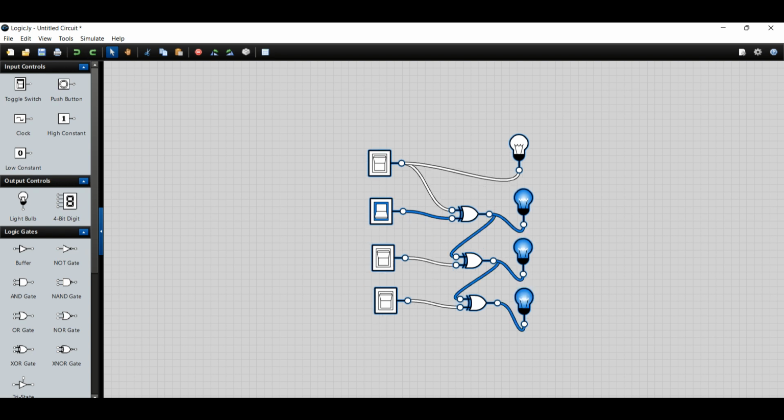Next is gray code to binary converter. There are 4 inputs and 4 outputs, and 3 XOR gates.